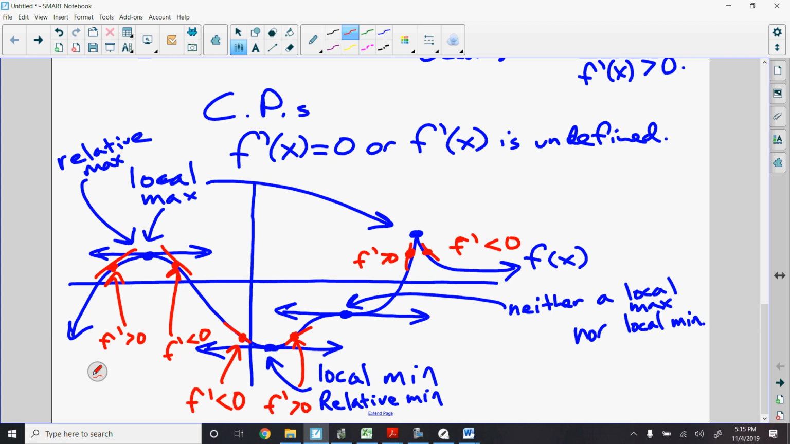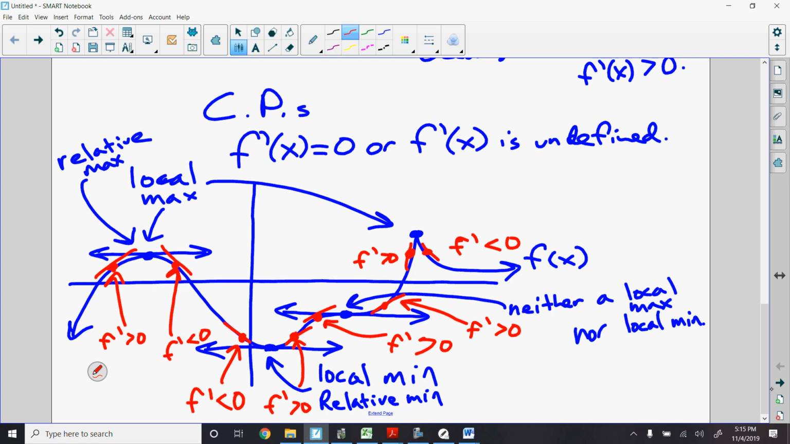But what about this neither point? On this side, f prime is greater than 0. On this side, f prime is also greater than 0. So how the derivative changes, or if it changes at all, determines whether or not we have a local max, a local min, or neither. And just like with the PVA stuff, it's going to be really important that you study this and know this definition really, really well.